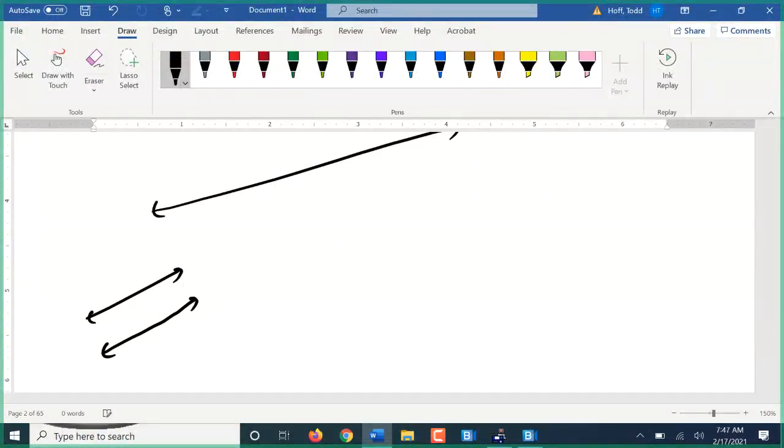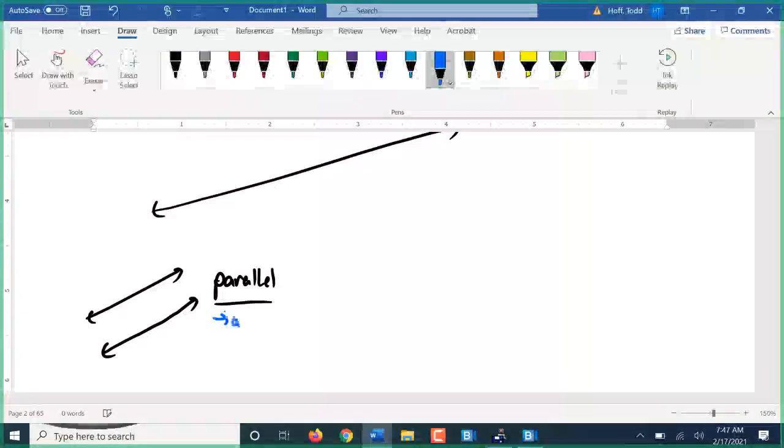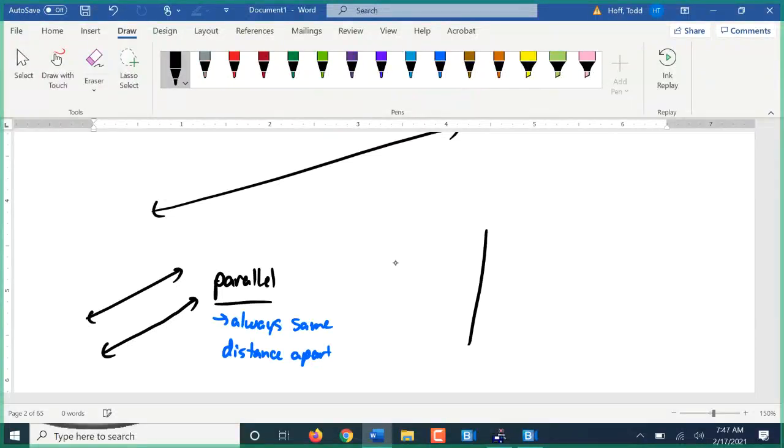I said the word, we should discuss it here, parallel. Mentioned parallel before. In 2 dimensions, it's just saying 2 lines that never intersect is adequate. But in 3 dimensions, remember the definition is always the same distance apart. And then, of course, we have 2 lines that intersect like this. Angle, that's called perpendicular.